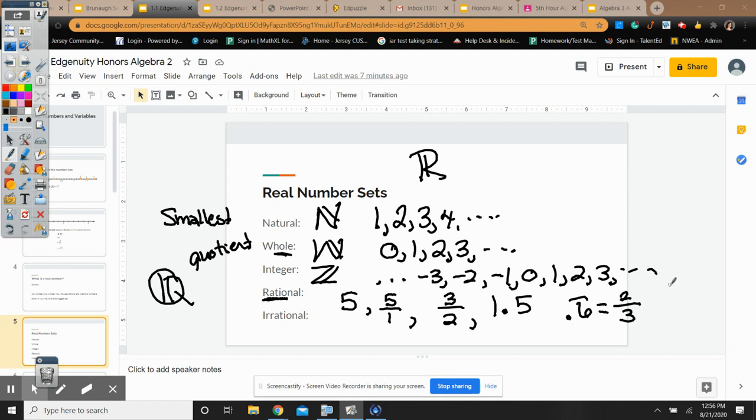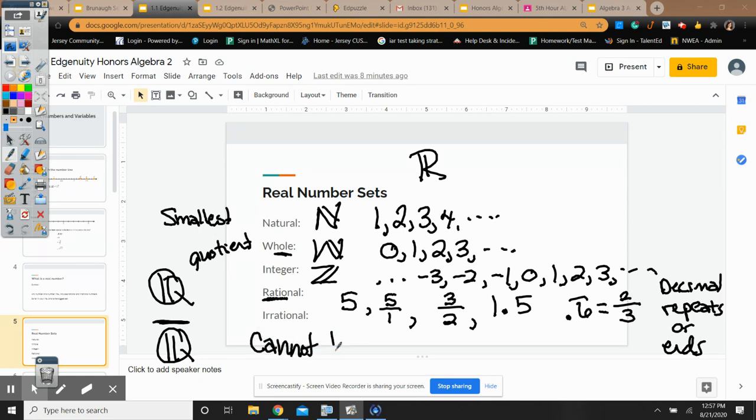Basically, any decimal that is repeating or that terminates, which ends, is rational. Okay, and then irrational, it means not rational. It is a double-bar Q with a bar on top of it. That means the complement of rational. So it's the rest of the numbers that are not rational. These cannot be written as a ratio.